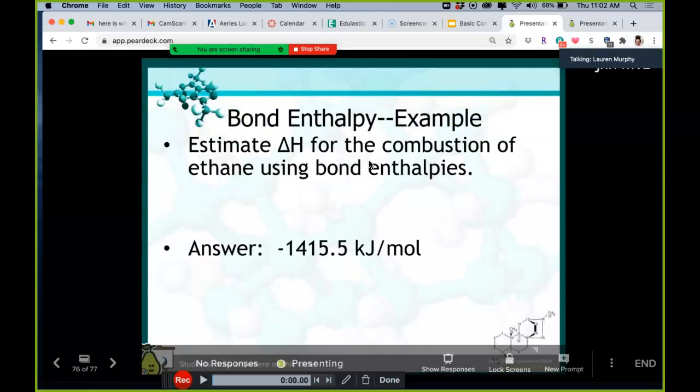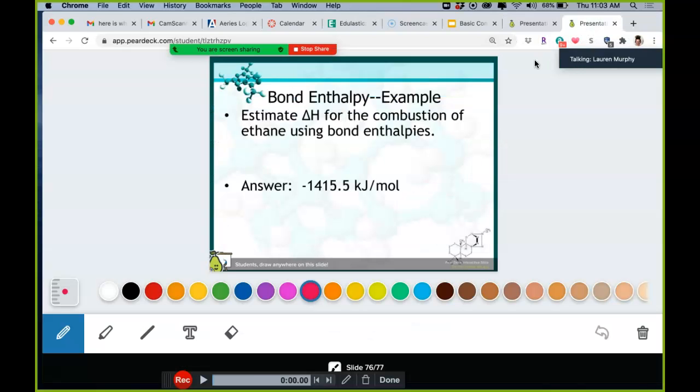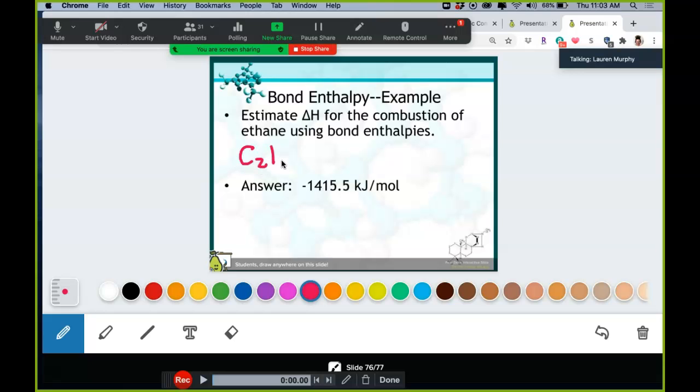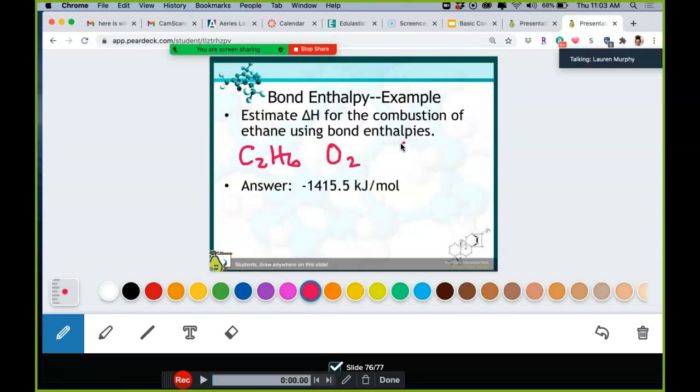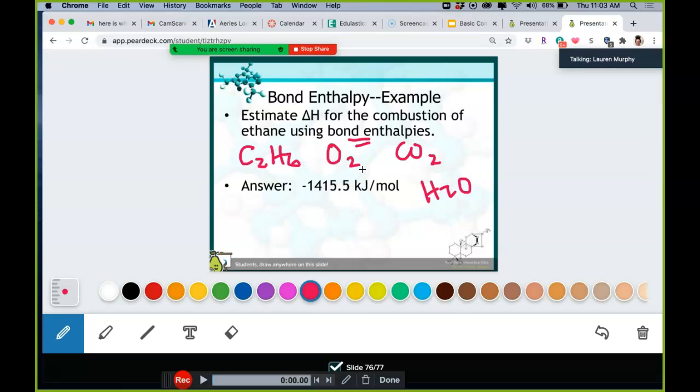All right, are you ready? So this is how we shall end. I'm sorry I have to end right before break with thermo, but here we are. Ethane is C2H6. We're combusting it, so that's O2, CO2, water. We're going to use bond enthalpies, but you can't do this yet until you draw all these structures. So go draw them, and then I will put the enthalpies up.